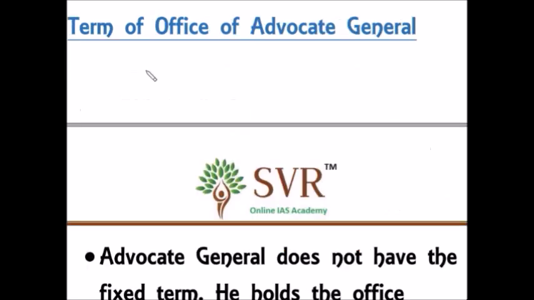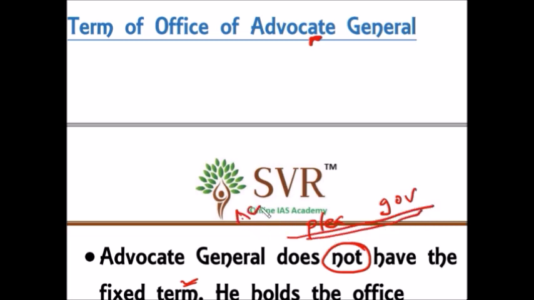Now let's discuss the term of office of Advocate General. As you know, Advocate General is appointed by the Governor. He does not have a fixed term of office. So Advocate General holds the office during the pleasure of the Governor, like the Attorney General of India holds the office during the pleasure of the President of India, whereas Advocate General holds the office during the pleasure of the Governor.